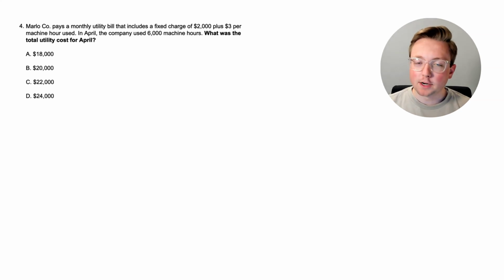All right, here we are at question 4. What is the total utility cost for April? Let's go up to the top. Marlowe Co. pays a monthly utility bill that includes a fixed charge of $2,000 plus $3 per machine hour used. In April, the company used 6,000 machine hours. What is the total utility cost for April?